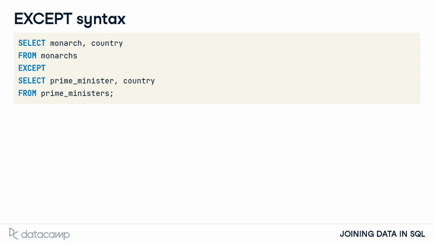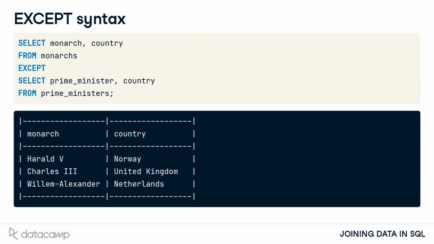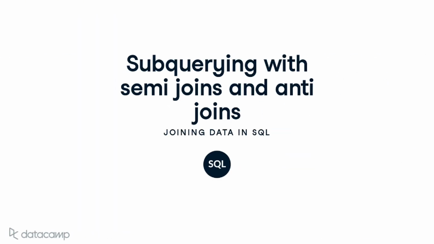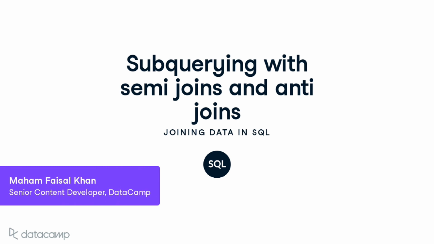The SQL code shown selects the monarch and country fields from monarchs and then looks for common entries in the prime minister and country fields in the prime minister's table, looking to exclude those entries. In the result, we see only the 3 monarchs from our leaders database who do not also serve the role of prime minister. We've made it to the final chapter of this course. Keep up the excellent work.